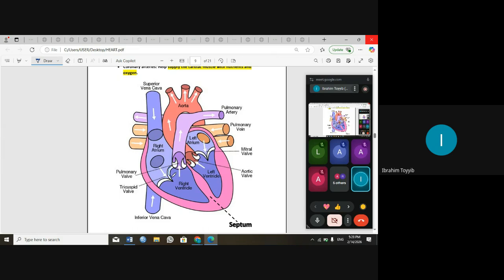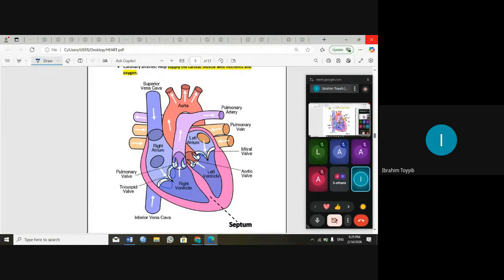This one now, it's a valve. What you are seeing is the opening. This one is the opening of what? The pulmonary artery. So these are valves. This is the aortic valve. This is the pulmonary valve. This is the tricuspid valve. And this is the mitral or bicuspid valve.